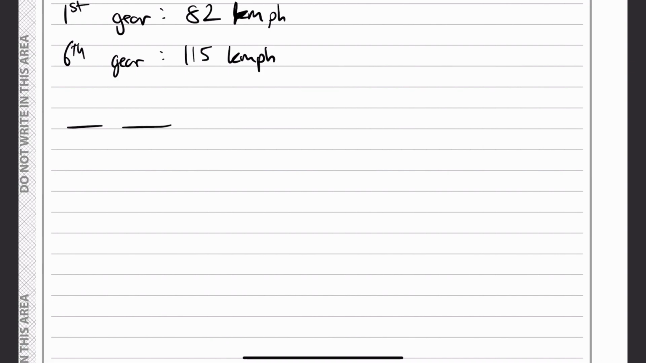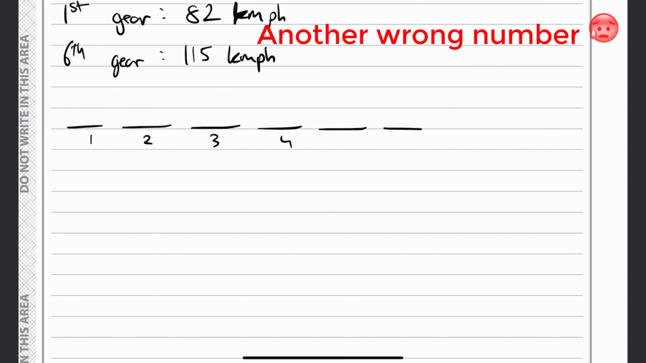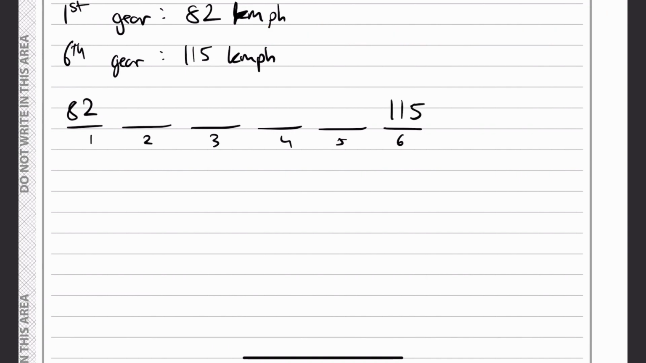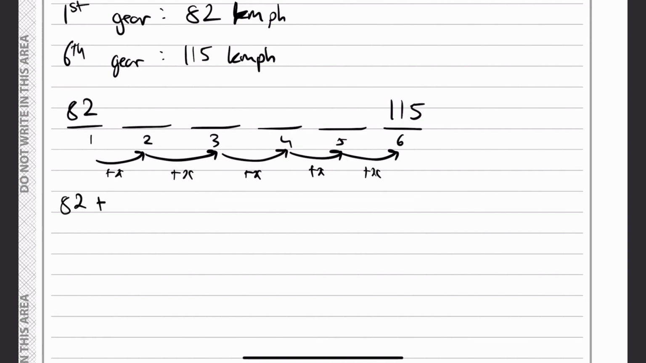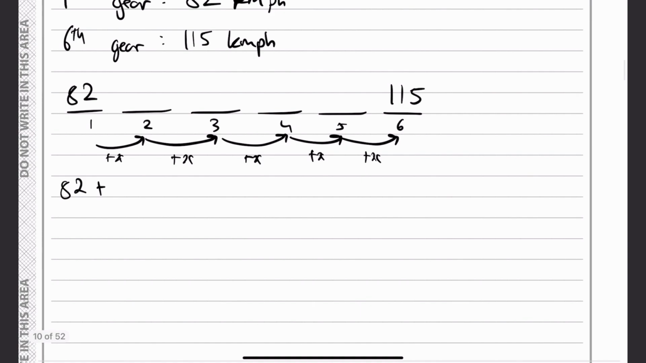So we've got 1, 2, 3, 4, 5, 6 gears. So first gear is 82 and sixth is this. So basically an arithmetic sequence means everything is added by some x. So what this is saying is we can just work out this x because we're given 82 plus 1, 2, 3, 4, 5x is equal to 115.